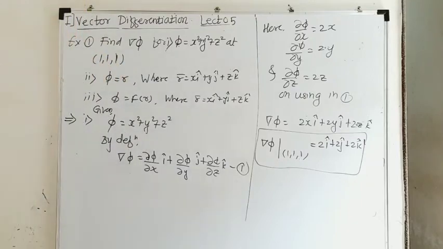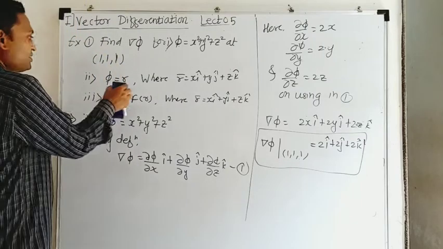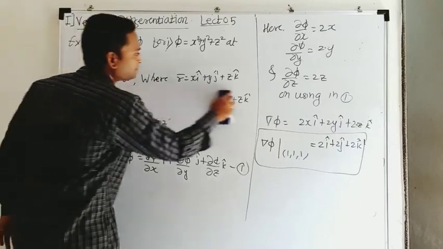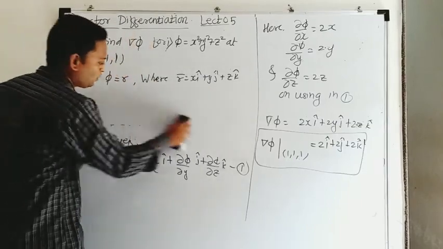Now let us move towards the second example, in which phi is equal to r, where r bar is xi plus yj plus zk.